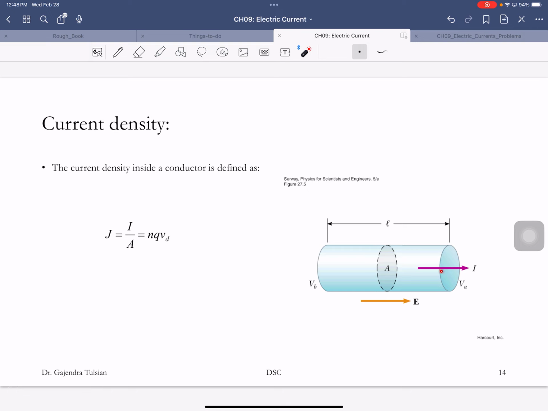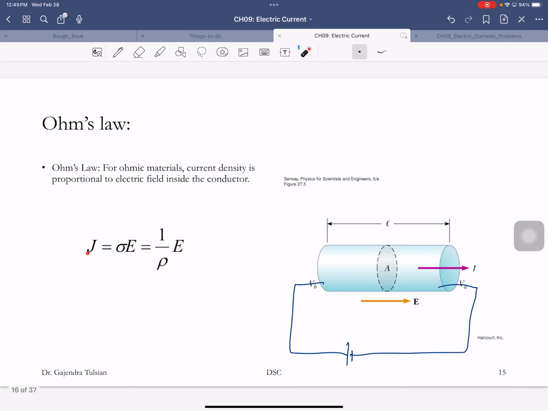So here's a wire carrying a current. Here's the electric field in the wire. We define current density, which is the current flowing in the wire divided by the area of cross-section of the wire. It turns out that the current density is proportional to the electric field, and that's Ohm's law. The proportionality constant is called the conductivity of the material.